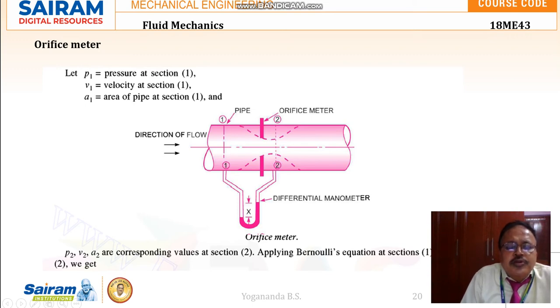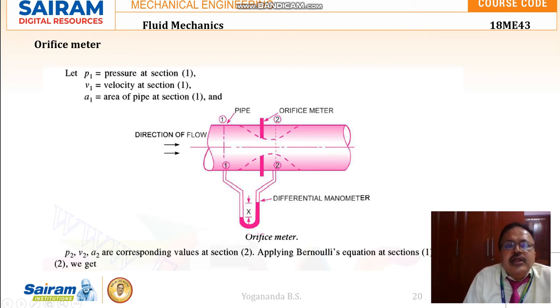So to measure the energy loss, that is given in the form of difference in the mercury levels in the differential manometer. The manometer one end is connected at section 1, the other end of the manometer is connected at section 2. So the pressure change at these two sections will be measured by difference in the levels of mercury, that is given here as X.